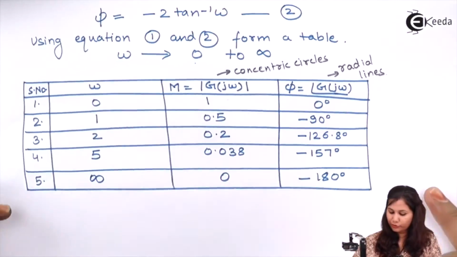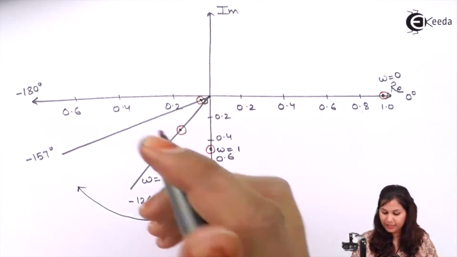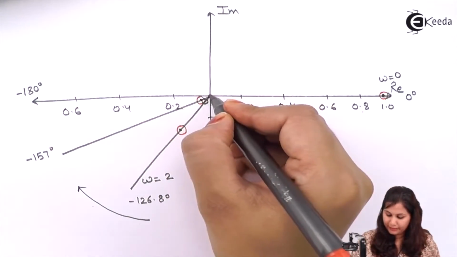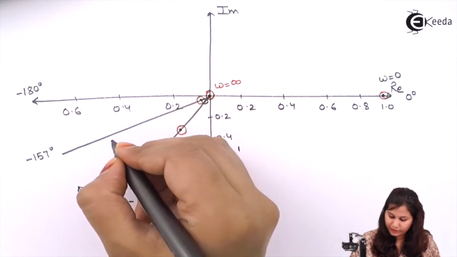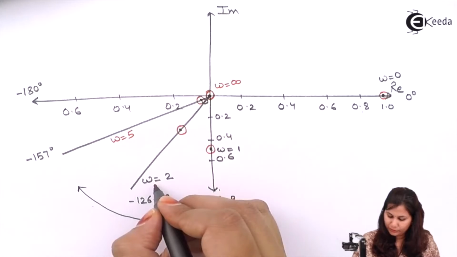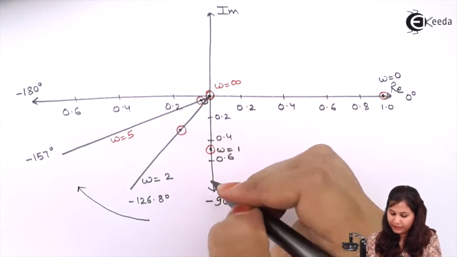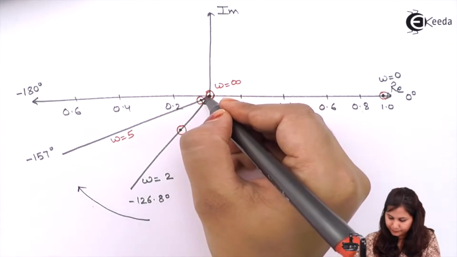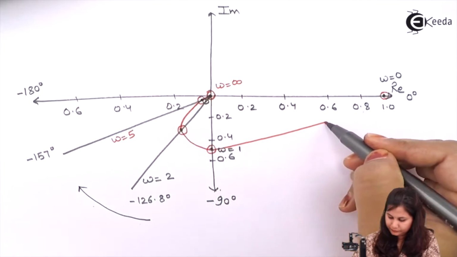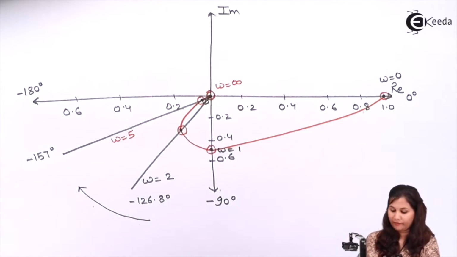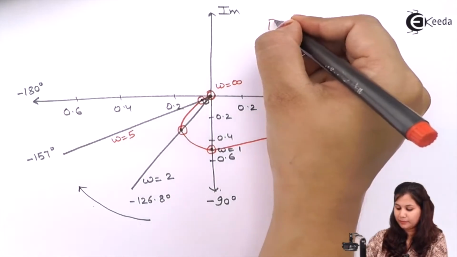And for omega equals infinity, we have the magnitude as 0 and the phase angle as minus 180 degrees. Minus 180 degrees here and the magnitude is 0. So this is for omega equals infinity, omega equals 5, omega equals 2, omega equals 1 and omega equals 0. Join these points. When we join these points, we get a curve, a path, and this path is the polar plot.